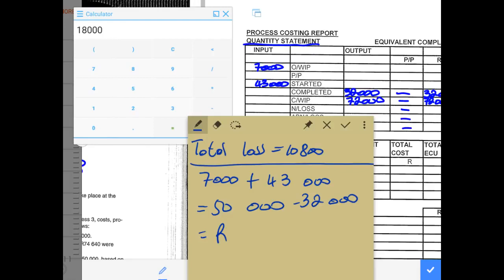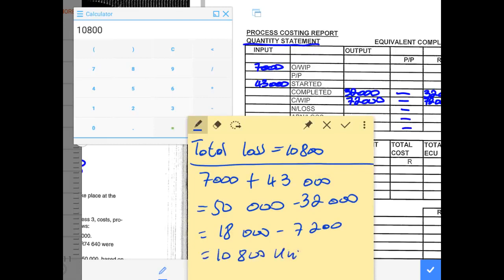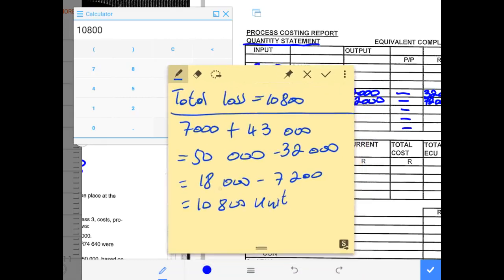That 18,000 was supposed to be the closing, but our closing is only 7,200. So now what happened to the rest? We say less 7,200, which is our actual closing, and we realize that there are 10,800 units that disappeared, that we don't know where they are. So if 10,800 units are nowhere to be found, then this is definitely a loss. And this is a total loss, not just a loss.